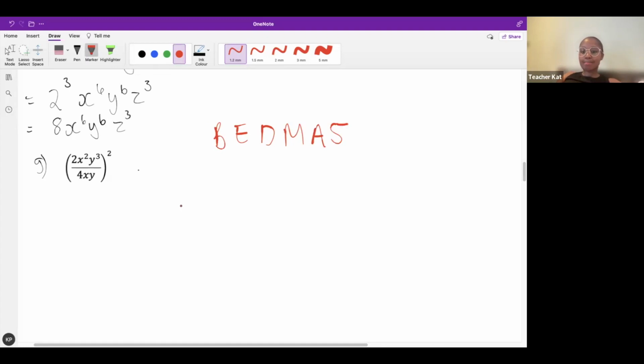If you can simplify inside the bracket first, do it. All right. BODMAS says we always start with brackets. Can you see that brackets come before exponents? So brackets will always come first. We must look inside the bracket. Is there anything inside the bracket that we can simplify? And in this case, the answer is yes. We can simplify first what is in the bracket.